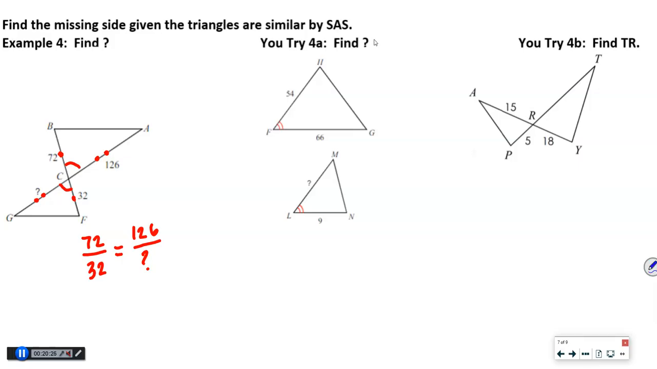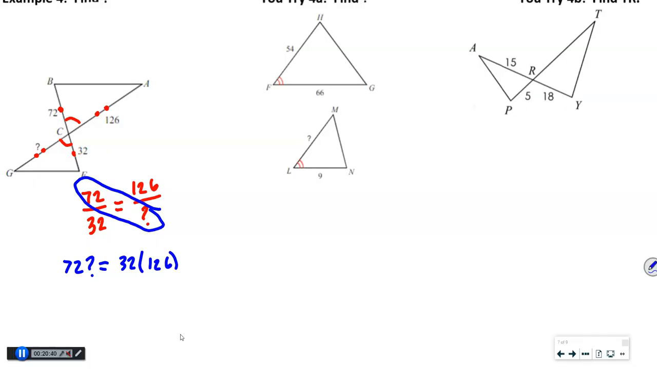Now, how do we do these? We cross multiply, right? So we're going to do our 72 times our question mark. 72 question mark is equal to 32 times our 126. So that's going to be 72 question mark is equal to 32 times 126. I'm going to divide both sides by 72 there. So our question mark here is going to be 56.